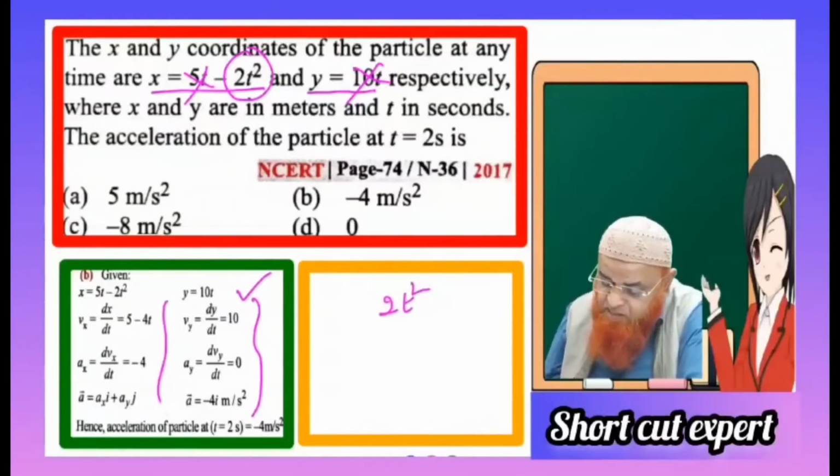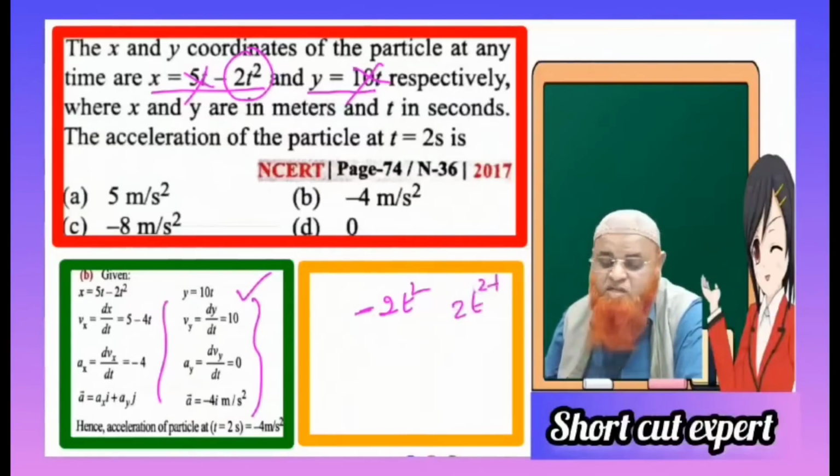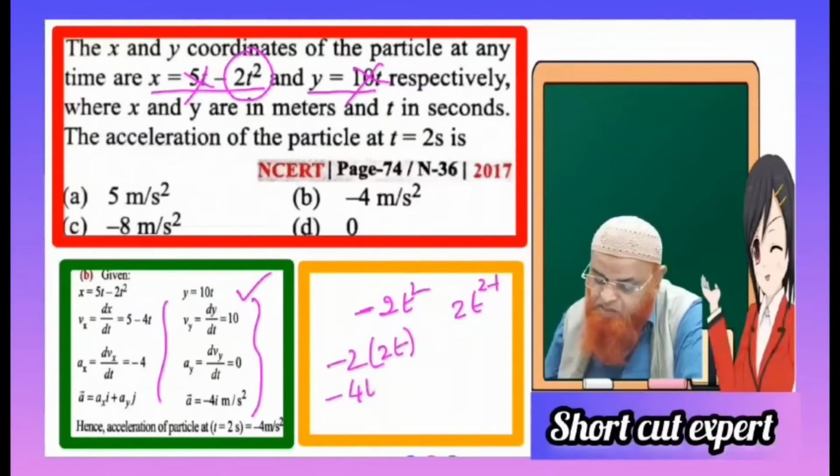You can just take the 2t square term, because acceleration means double differentiation, and that too it is minus 2t square. If you differentiate once, d by dt of t square is nothing but 2t to the power of 2 minus 1. So 2t is left here, and since the 2 is already there, it is going to be minus 4t.